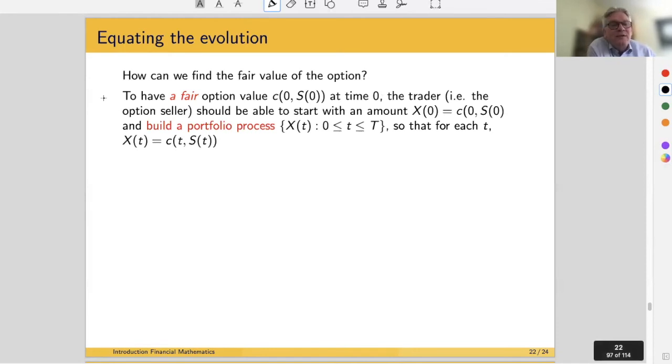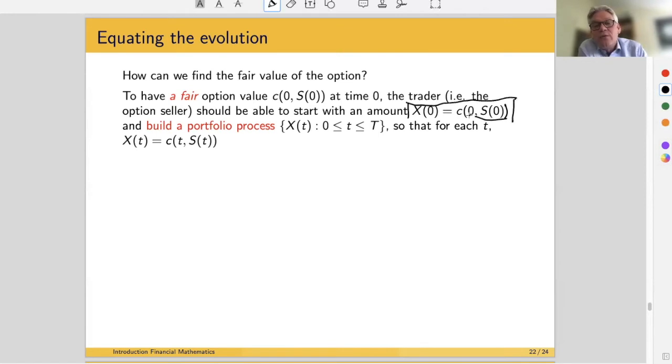That means that the option seller should be able to start with an amount x0, so an amount in the portfolio X0, and that should be equal to the value of the option at time 0, at S0. This is one of the things that we would require.